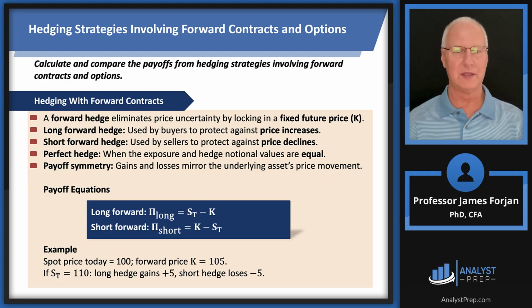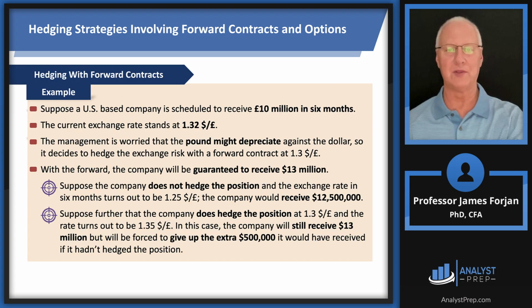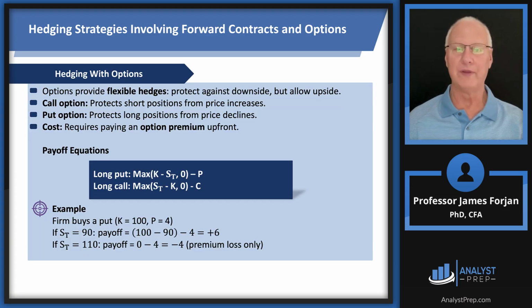So if you go back to this example, notice that we just have the S minus K or the K minus S. Here, we've got the zeros in there, and then we need to consider the P or the C, which is the price of the call or the price of a put. So there's a quick example down at the bottom. We've got a put option. The exercise price is 100, and the price of the put option is 4.